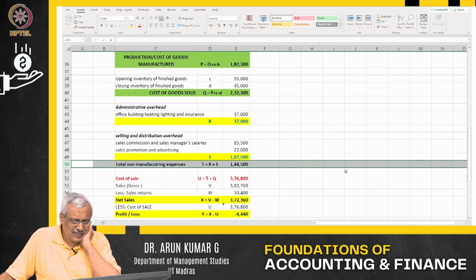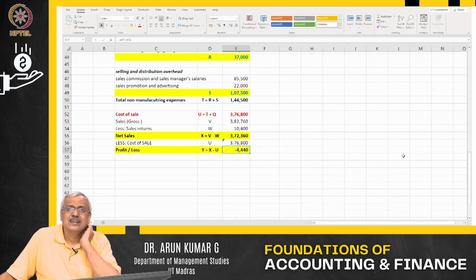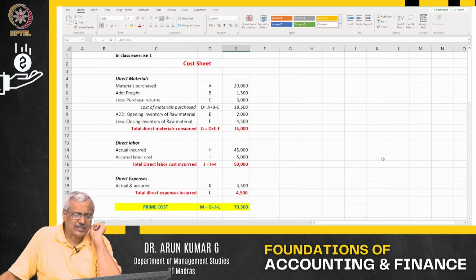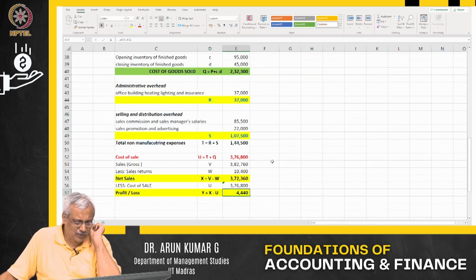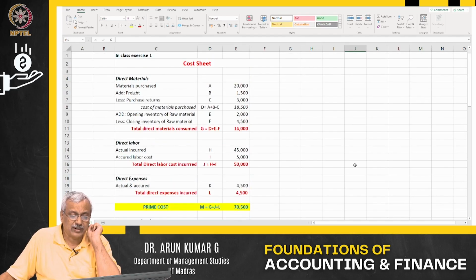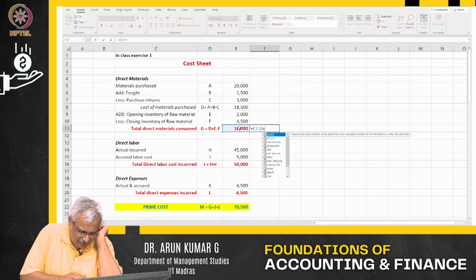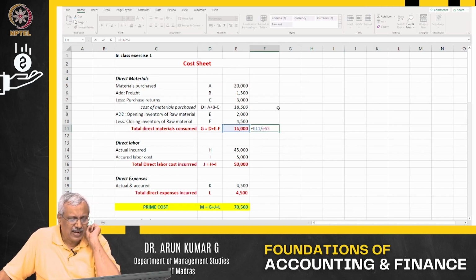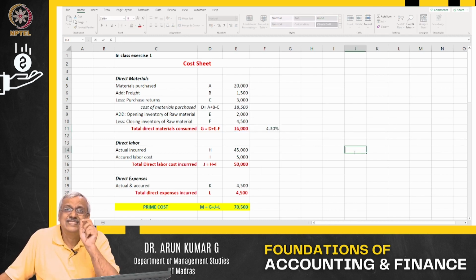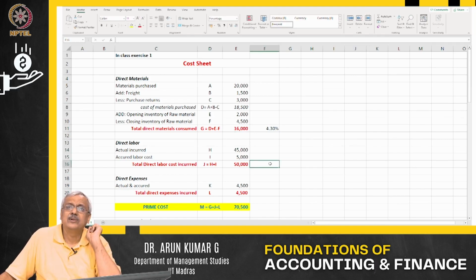What is the purpose of all this? Now let us see, this entity has made a loss. Yesterday I talked about cost control. Now where is it that I have to control? Let me see what is the kind of expenditure. Let us look at the net sales figure, that is E55. Now let me see the direct material cost consumed. I want to express it as a percentage: 4.3% of my sale value is pertaining to material.